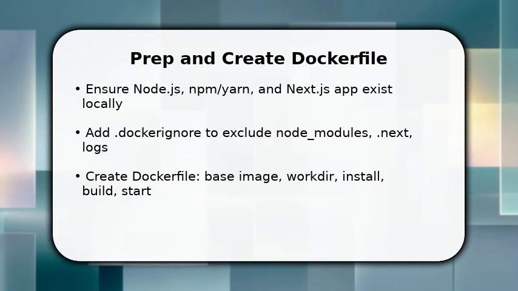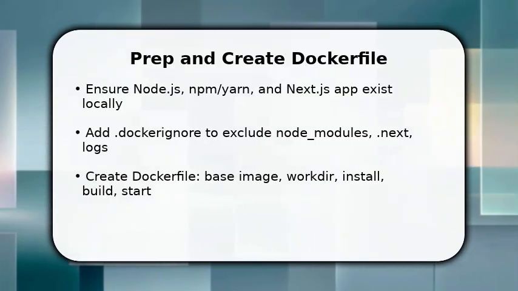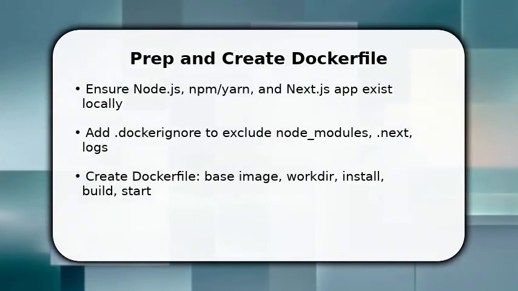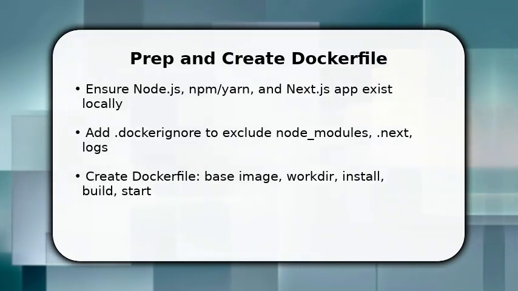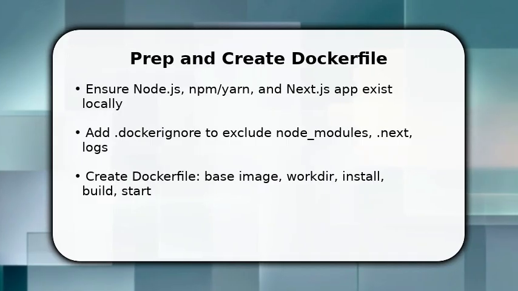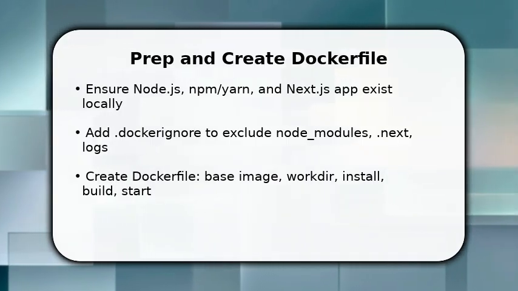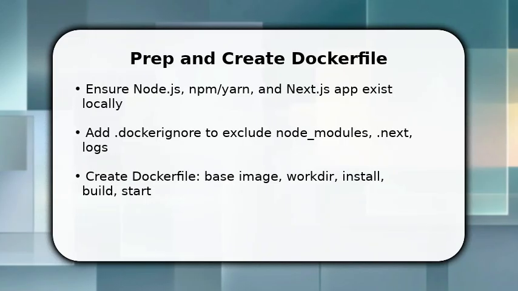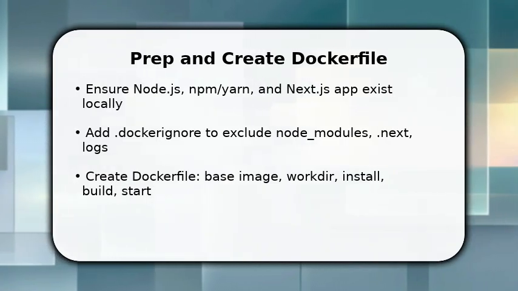You'll start by preparing the app and creating the Dockerfile so building is reproducible. First, confirm Node.js and your Next.js project are ready, then add a .dockerignore to keep images small by excluding node_modules and .next. Write a multi-stage Dockerfile.